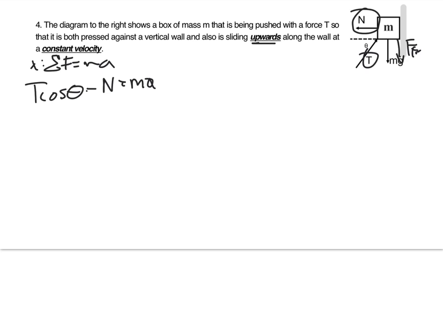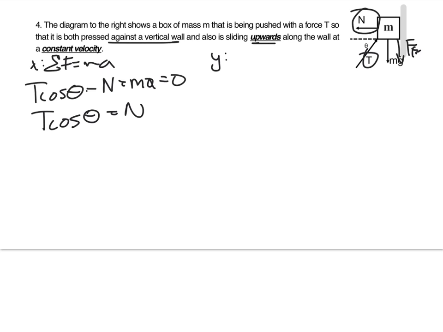And I'm going to go one step further. My object is not falling off of the wall or falling into the wall. It says it's being pressed against it, so it's not accelerating, which means that that also equals 0, which means that T cosine theta is equal to my normal force. And remember, normal force can be represented a couple of different ways. Whatever way the problem represents it, you should do that in your work as well.